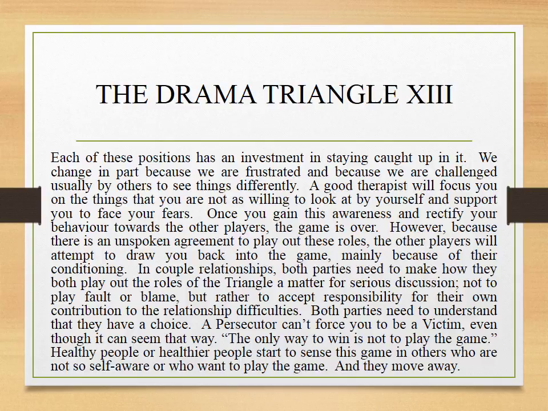However, because there is an unspoken agreement to play out these roles, the other players will attempt to draw you back into the game, mainly because of their conditioning. In couple relationships, both parties need to make how they both play out the roles of the triangle a matter for serious discussion, not to place fault or blame, but rather to accept responsibility for their own contribution to the relationship difficulties. Both parties need to understand that they have a choice. A prosecutor can't force you to be a victim, even though it can seem that way. The only way to win is not to play the game.